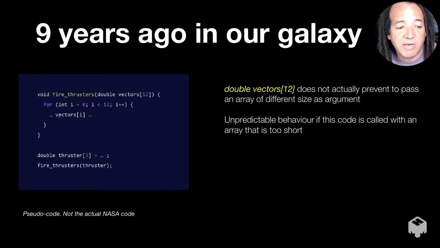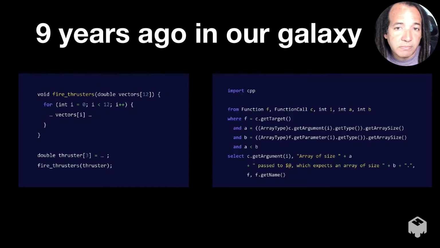The bug was patched mid-flight and deployed remotely on Curiosity. But the NASA engineers were afraid that there would be other variants of the same bug. So they used CodeQL to check the code. The query that you see here searches for cases where the argument is an array of a size that is shorter than the array size of the parameter of the function. By running these few lines, they discovered no less than 30 variants of the same bug. Some of them were critical and could have caused the rover to literally crash on Mars.